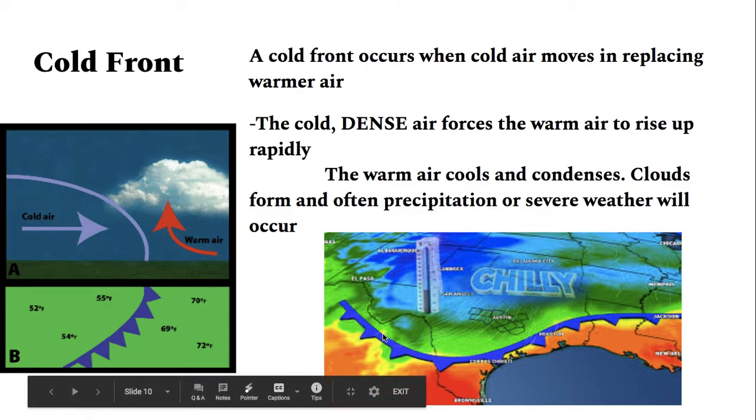All right, make sure you know that a cold front looks like this symbol. It's blue with little triangles. They're like little icicles. The triangles point which way the cold air is moving. So this cold front is moving to the south. This cold front is moving towards the east. And you can see the cold temperatures behind it, the warm in front.